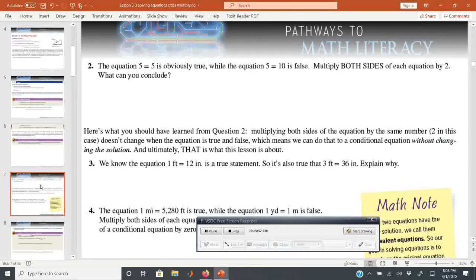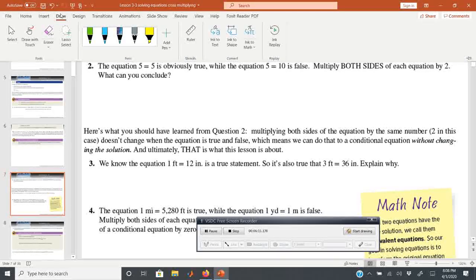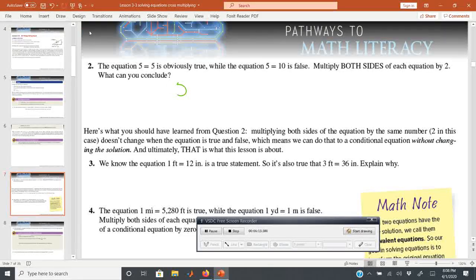Here's question 2. When you have answered question 2, restart the video. Question 2: The equation 5 equals 5 is obviously true, while the equation 5 equals 10 is obviously false. Multiply both sides of each equation by 2. What can you conclude?